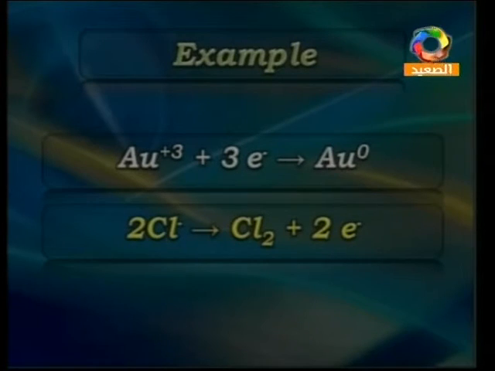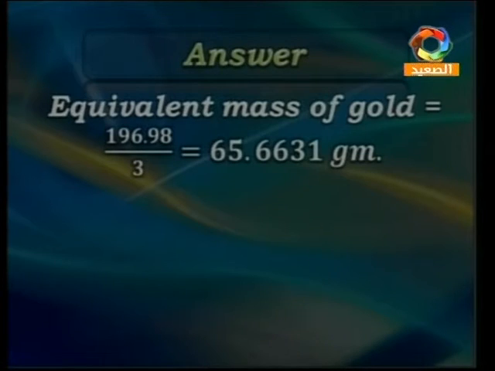Which one is reduction? Which one is oxidation? Yes, excellent. The first one, gaining electrons, means reduction. And the second one is oxidation. So the oxidation here happened on what? On the atom or ion of chlorine. And the reduction happened with the ion of what? Ion of gold.